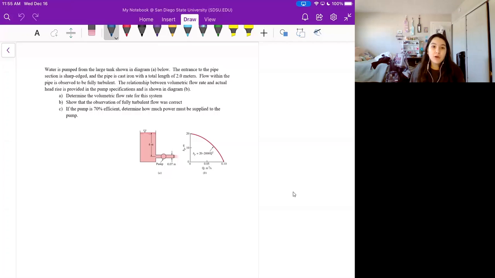So the problem states that water is pumped from the large tank shown in diagram A below. The entrance to the pipe section is sharp edged and the pipe is cast iron with a total length of 2 meters. Flow within the pipe is observed to be fully turbulent.